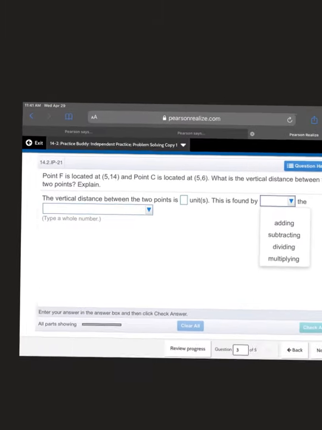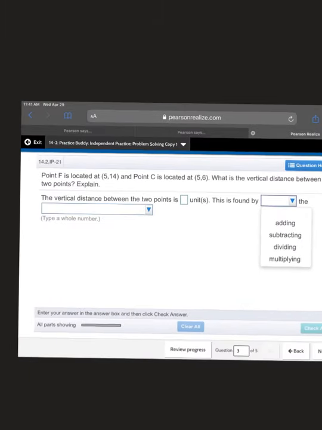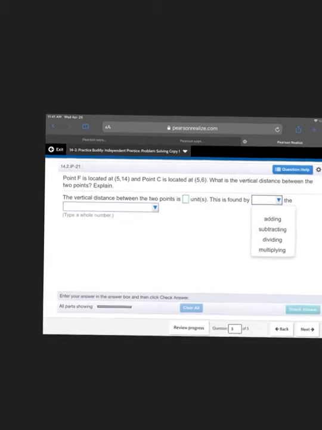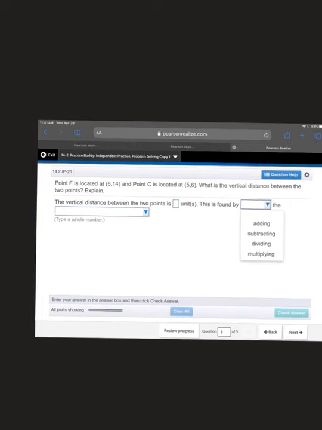Okay, and then these are a little bit different. It says point F is located at 5, 14 and point C is located at 5, 6. What is the vertical distance between the 2 points? Okay, so they're both going to be located at 5. One of them is going to be at 6, and the other one is going to be located at 14.